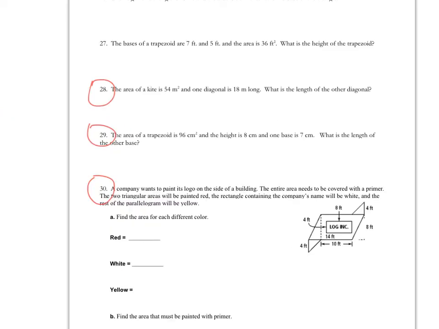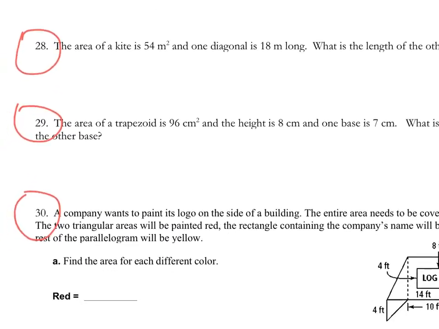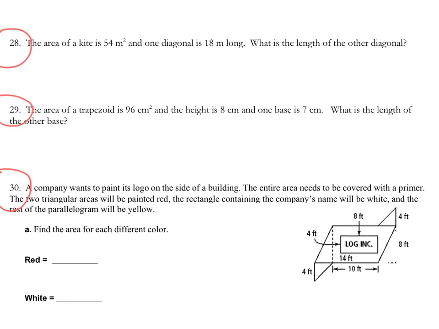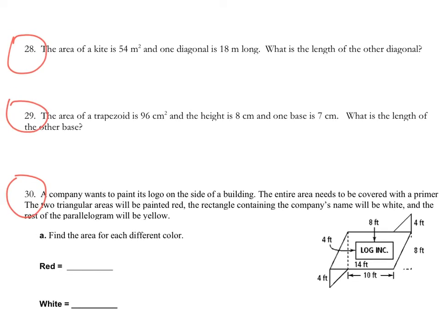Alright, on the last page, we had questions on these 3, so we're going to take them one at a time. So 28 and 29, please start with the formulas. So they're talking about a kite, so I'm going to write the area formula down first right away. The area formula is 1/2 diagonal 1 times diagonal 2. I'm going to fill in what I know. The area is 54. One diagonal is 18. I'm looking for the other one, so I'm going to call it x.